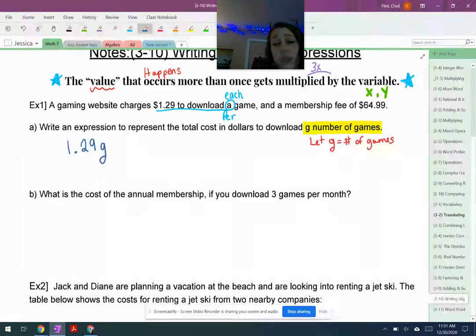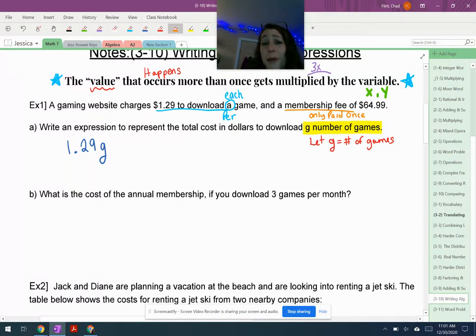And then the membership fee, that's something I'm only paying once. I don't have to pay that membership fee every time I get a game. I only have to pay that once to belong to the group. So that's just something that's only going to get added on. $64.99. And there we go. I have an expression, and it's important that the expression shouldn't have an equal sign, but this represents my total cost.